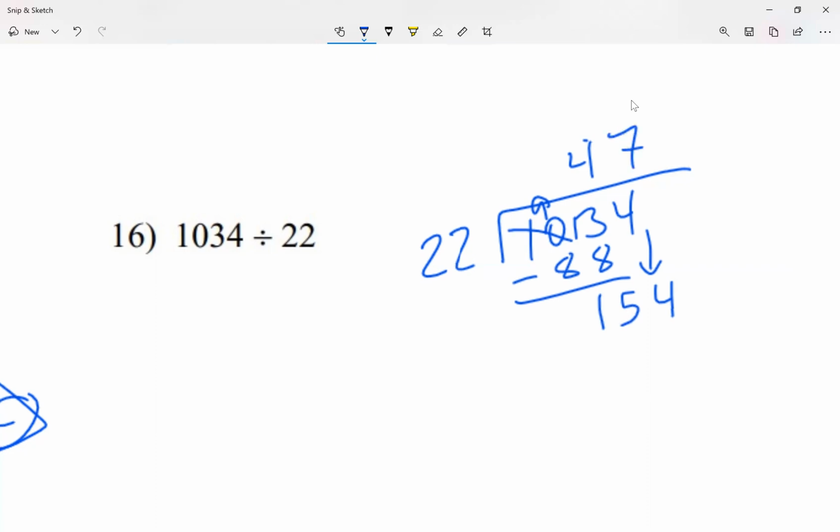So 7 times 2 is 14. Carry the 10. Now 7 times the other 2 is 14, plus the one we were carrying is 15. Let me subtract this. 154 minus 154. Well, that's easy, right? It's 0.